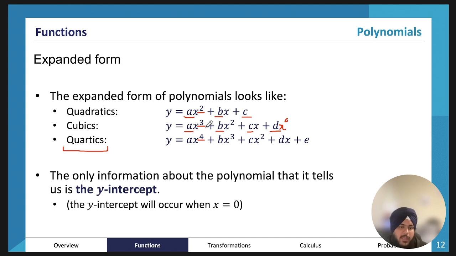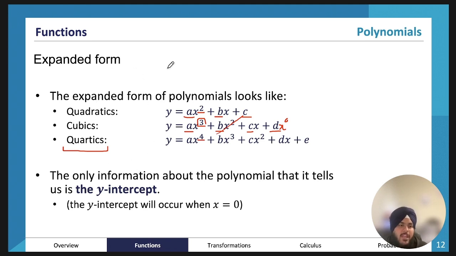It's still going to be a cubic if the highest degree is 3. For example, let's just say we didn't have bx squared. It will still be a cubic, but this time we just won't have anything with bx squared. So we're going to look at the highest degree to determine whether it's a cubic, quadratic, or a quartic.